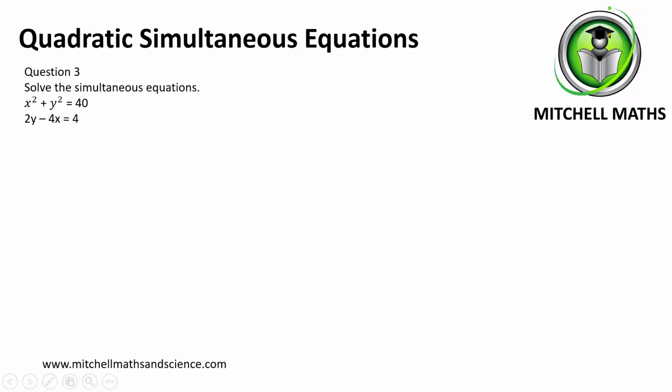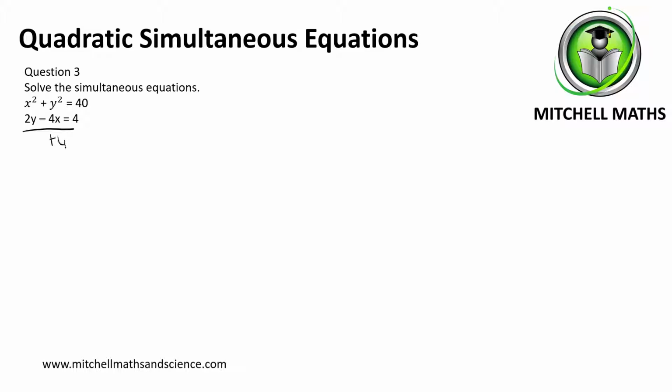Right, so this question is a bit similar to the last question. x squared plus y squared equals 40, and 2y minus 4x equals 4. Again, I'm going to need to rearrange one of the equations in order to get y equals or x equals. In this case, again, it's going to be the bottom one, the one without the squareds in. I'm going to rearrange this to get y equals, because I've got 2y and I've got 4x, and I don't really want fractions involved.